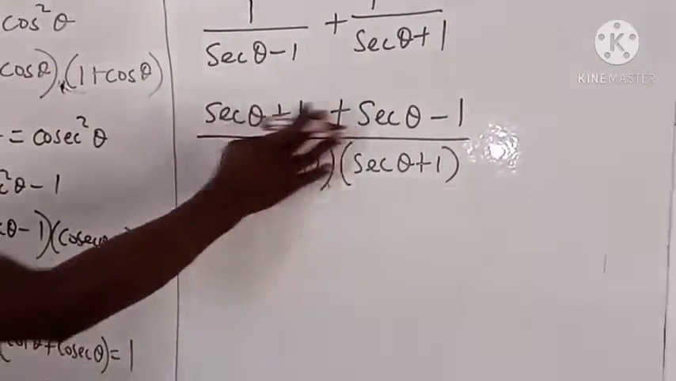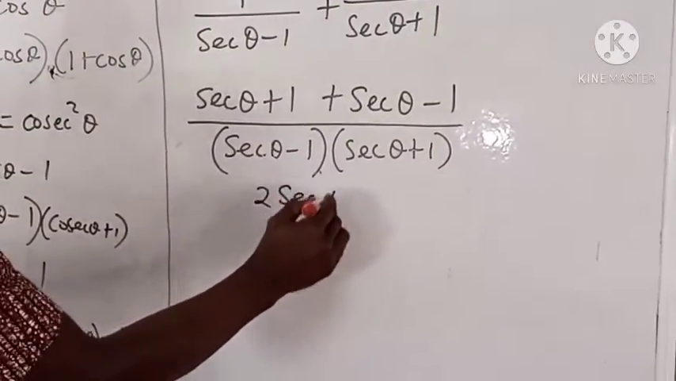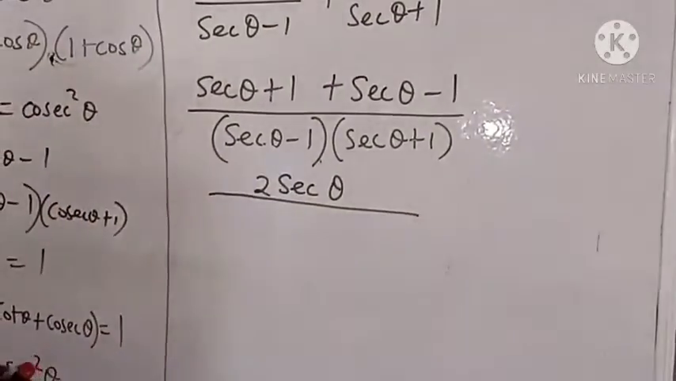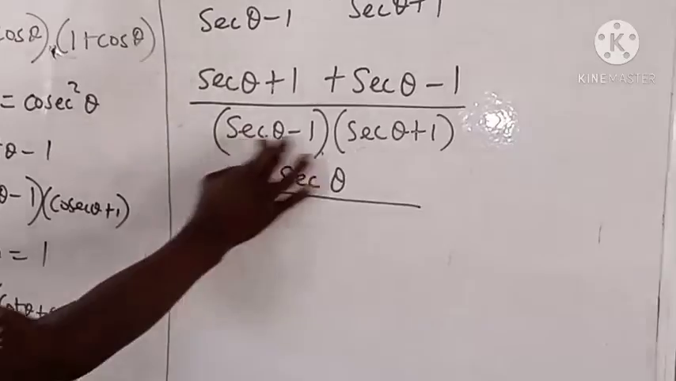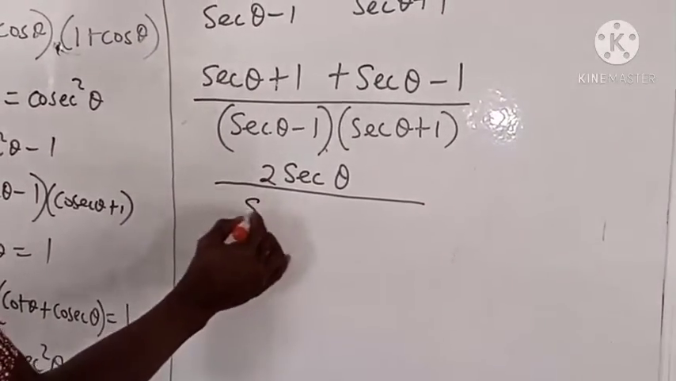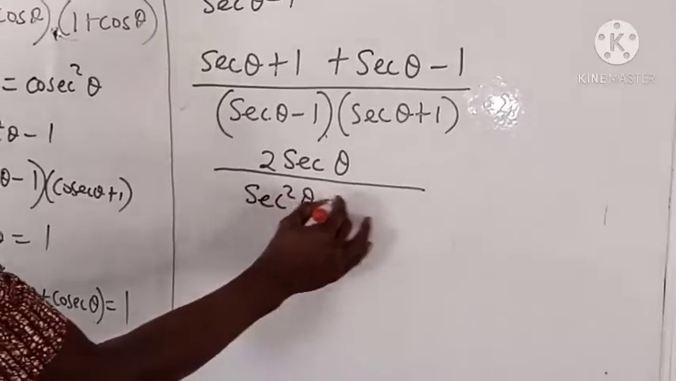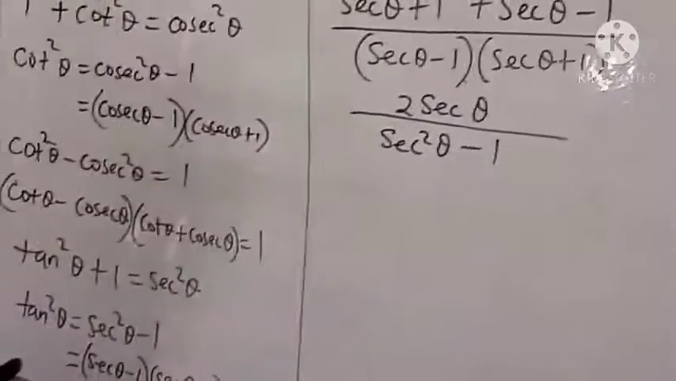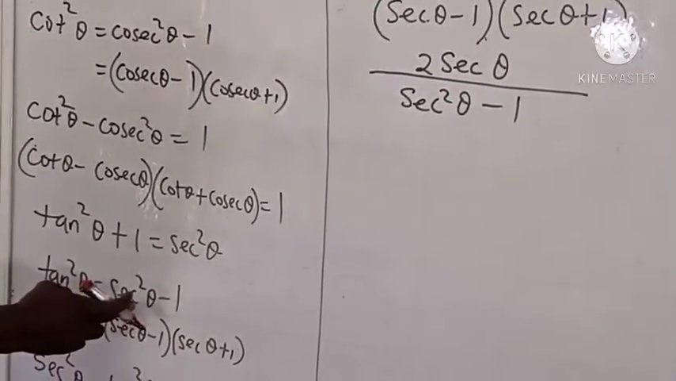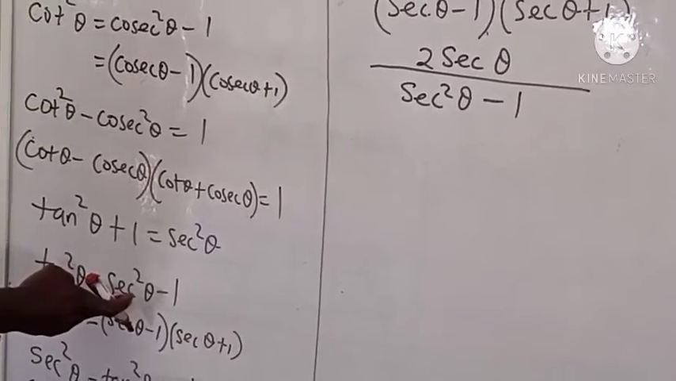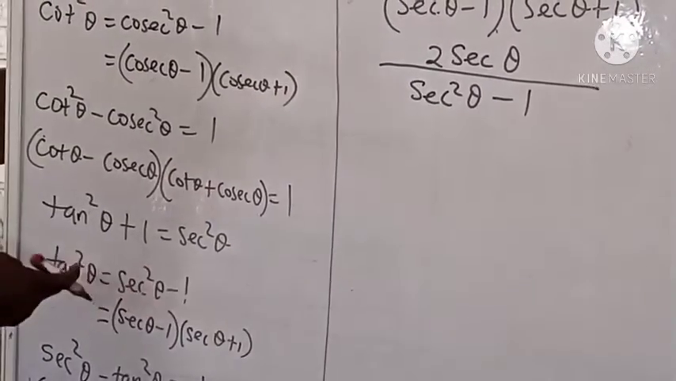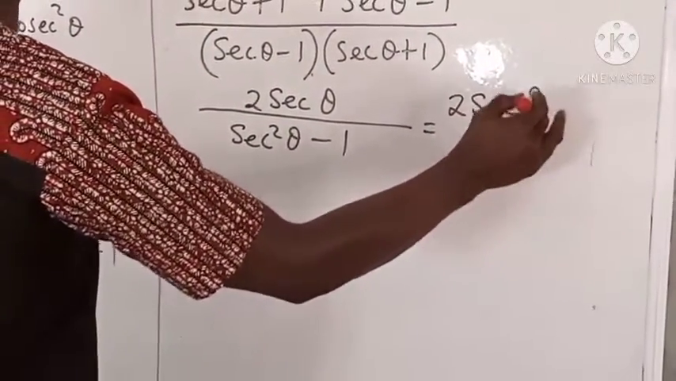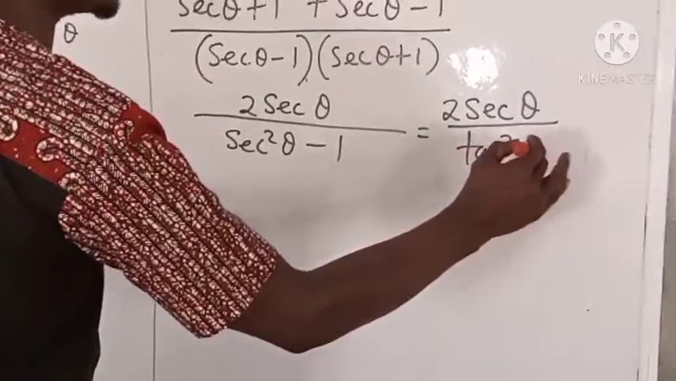Simplifying the numerator, sec theta plus sec theta gives 2 sec theta. Plus 1 minus 1 cancels out. Going back to the denominator, employing the difference of two squares again, this can be written as sec squared theta minus 1. Checking the identities, the identity for sec squared theta minus 1 is tan squared theta. So this can be written as 2 sec theta over tan squared theta.